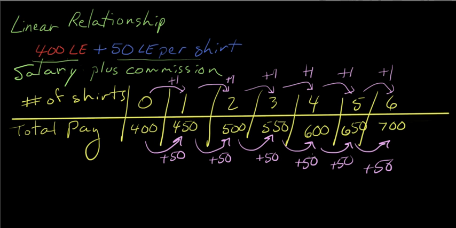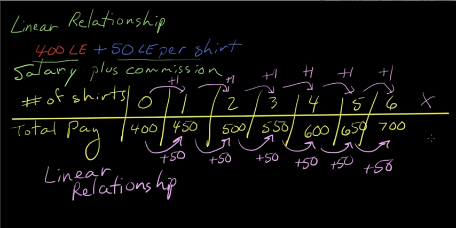That's what makes this a linear relationship, okay? The fact that it jumps up the same amount each time on this, and it jumps up the same amount each time on this. So we're going to call this x, and we're going to call this y.